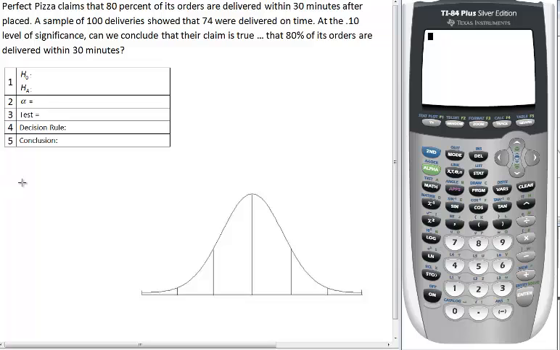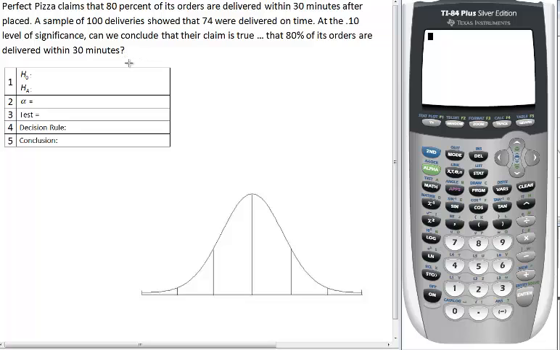Let's get to it. Perfect Pizza claims that 80% of its orders are delivered within 30 minutes after placed. A sample of 100 deliveries showed that 74 were delivered on time. At the 0.10 level of significance, can we conclude that their claim is true? In other words, that 80% of its orders are delivered within 30 minutes.